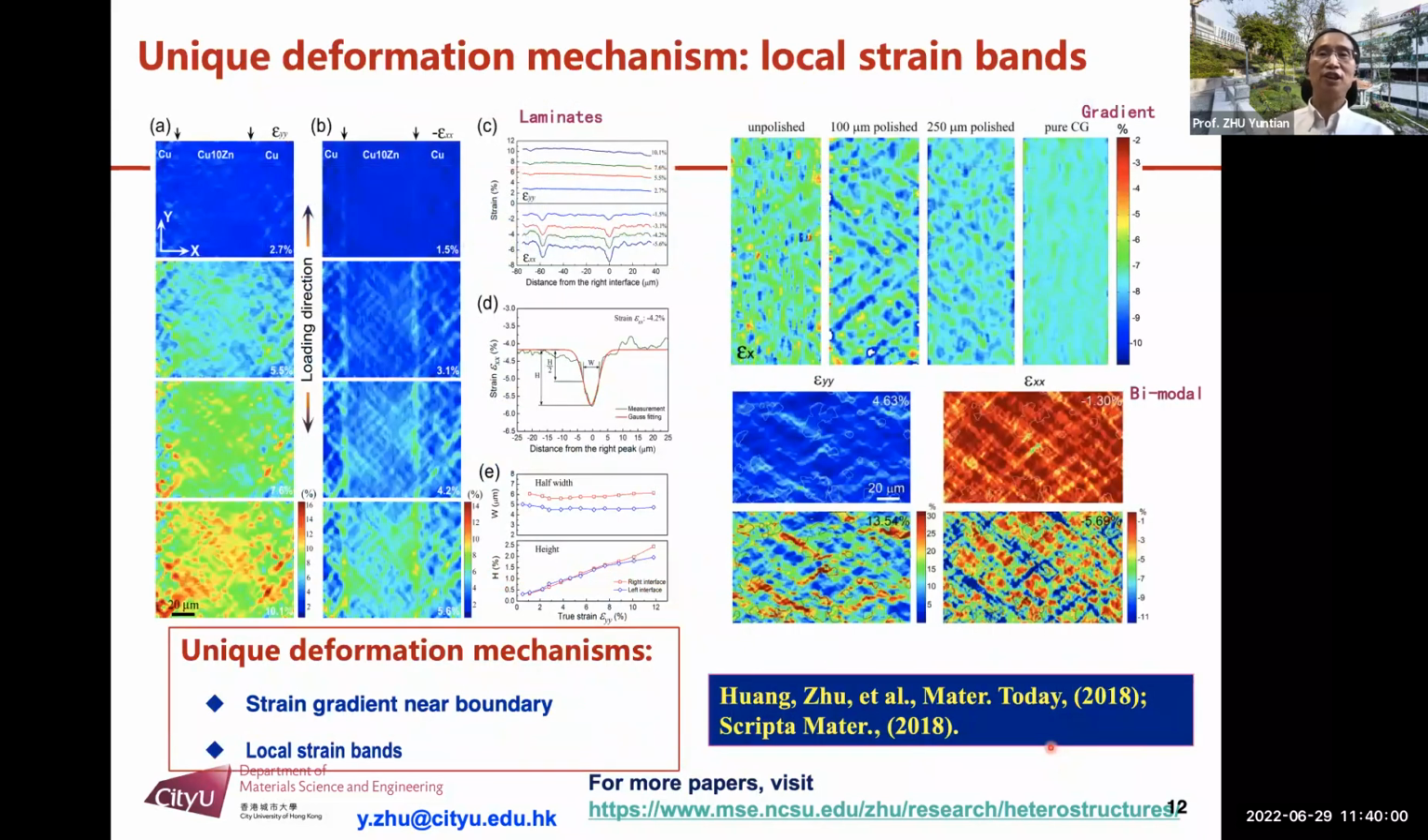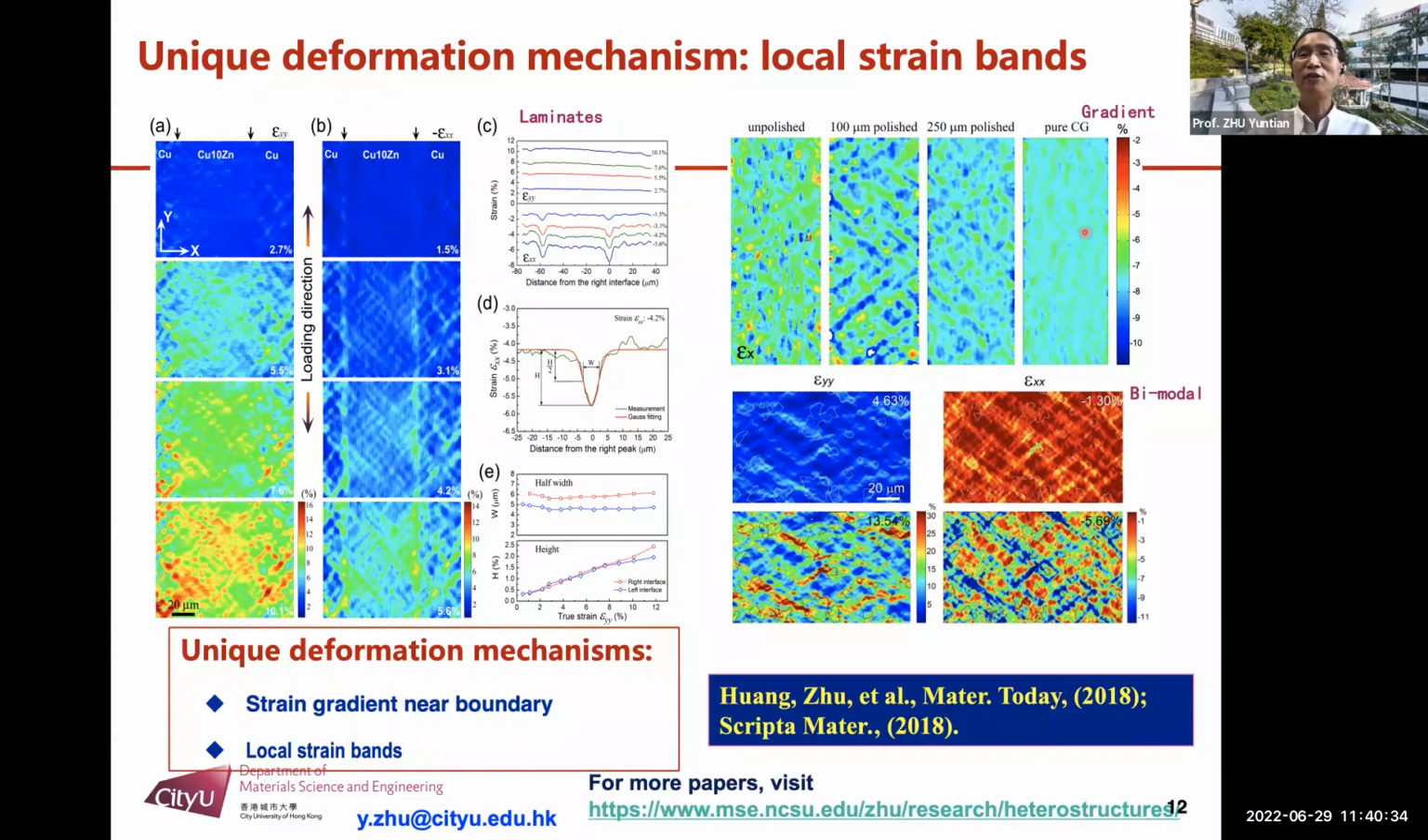Here I'd like to show you another prominent feature deformation mechanism of heterostructures, which is local strain band formation. Here we can show you 3 examples. This is a laminated structure, layered structure. Basically, you have the copper layer, bronze layer, copper layer. You see all those strain bands formation.